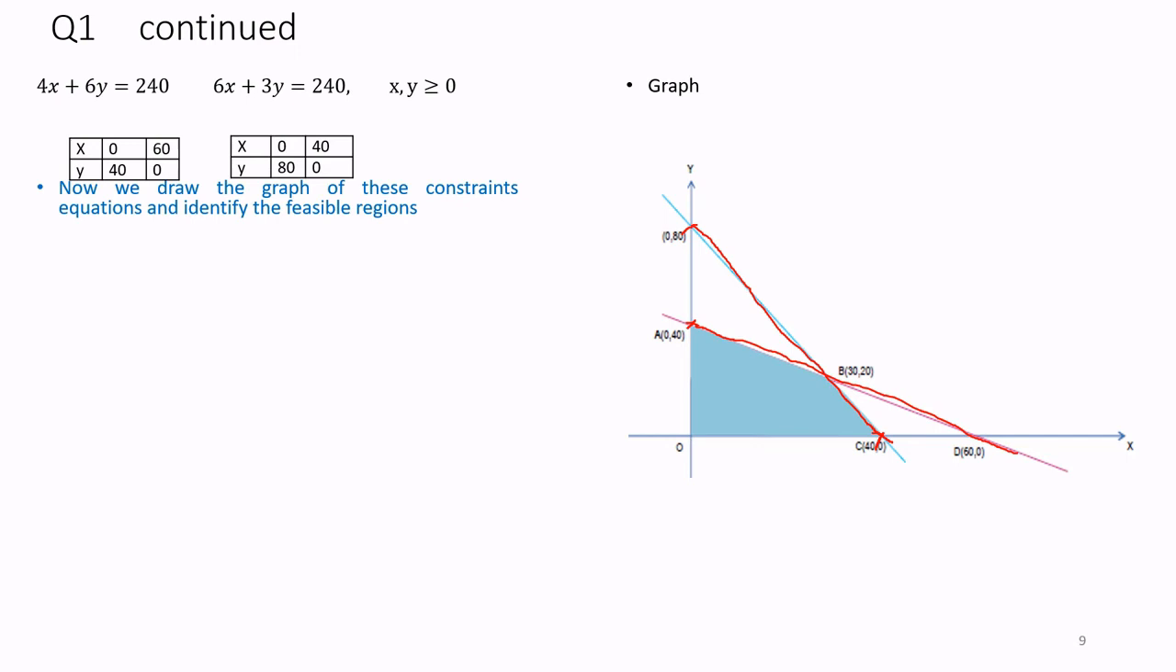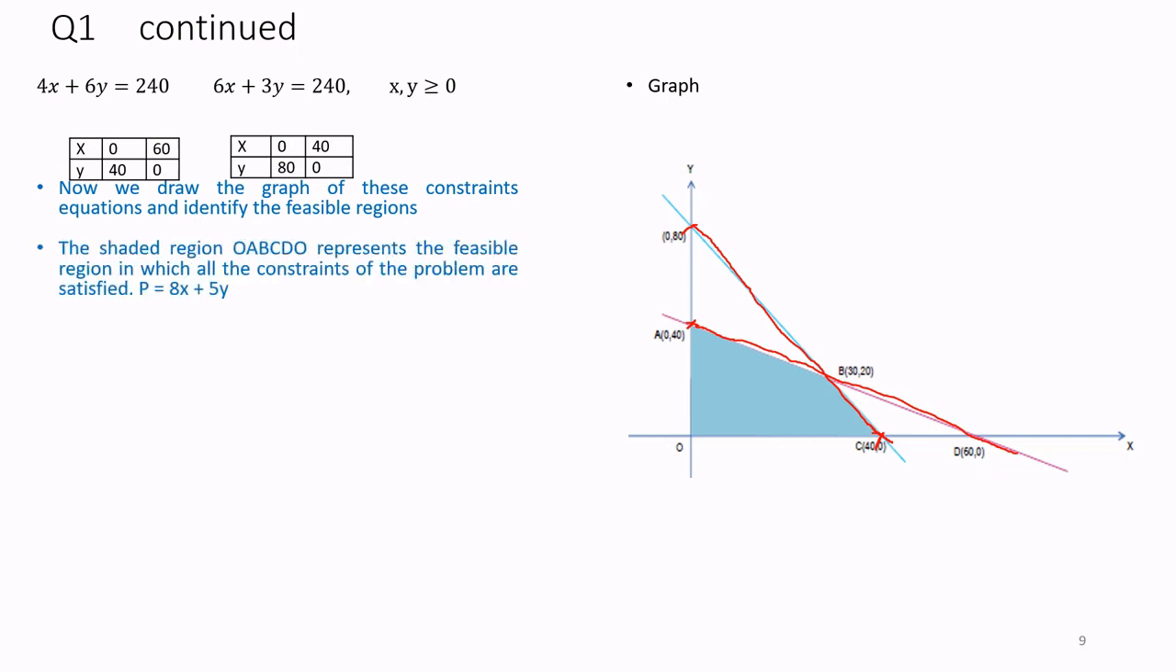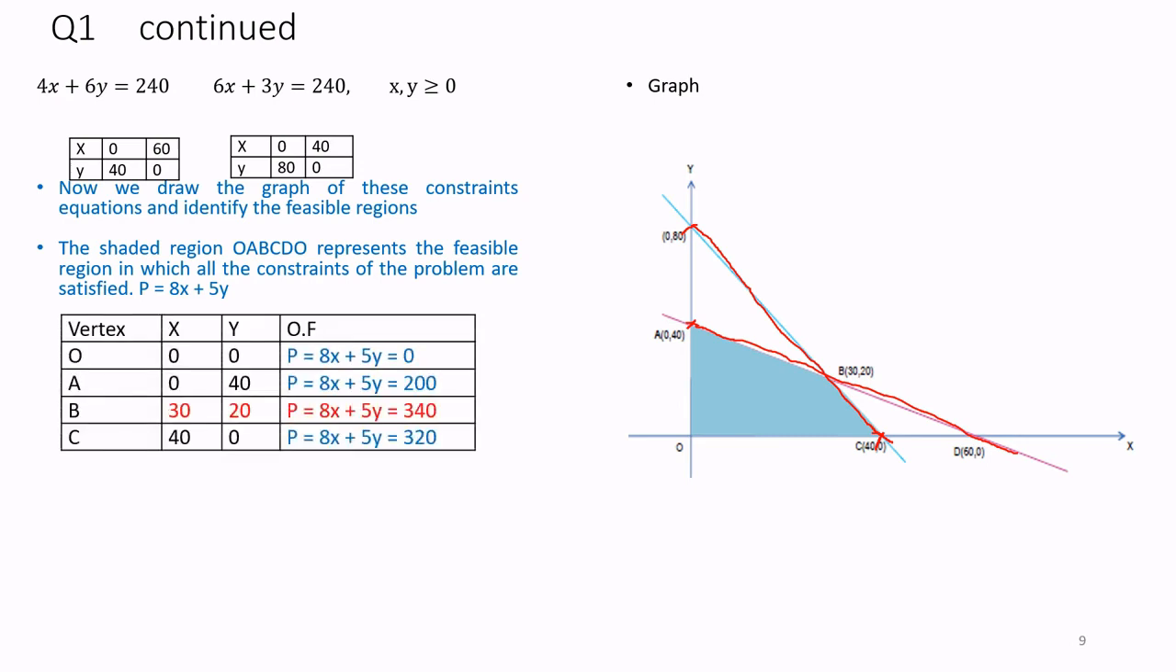That is O, A, B, C is the region selected. The shaded region OABC represents the feasible region in which all constraints of the problem are satisfied. And from our previous page, the objective function is 8x plus 5y. Therefore, having located these coordinates, we will write the vertices and their respective coordinates.